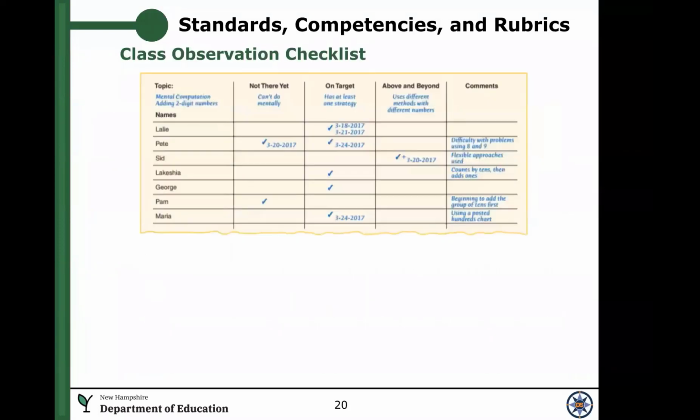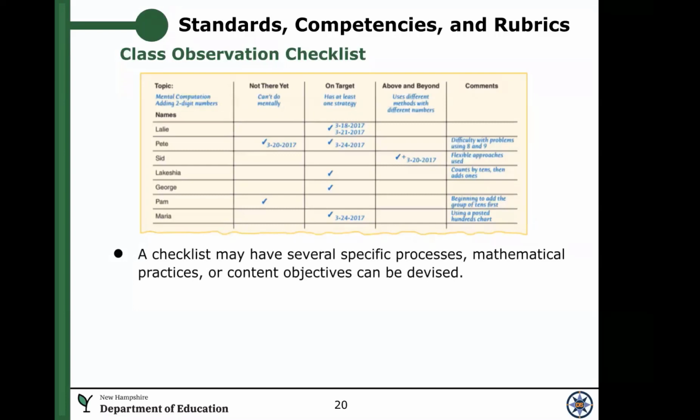Some of the other checklists that we look at is a class observation checklist. So this particular checklist has a topic, right? It's a shell, and then you write your little topics in there. And it's basically a quick and visual way to look at it with students maybe that aren't there yet. Maybe they've met the target. Some might be above and beyond, and then any comments you have. So you're able to see each student really easily on here.